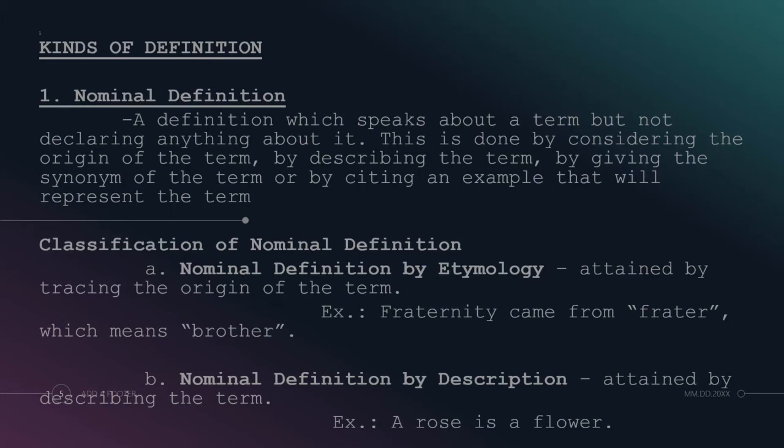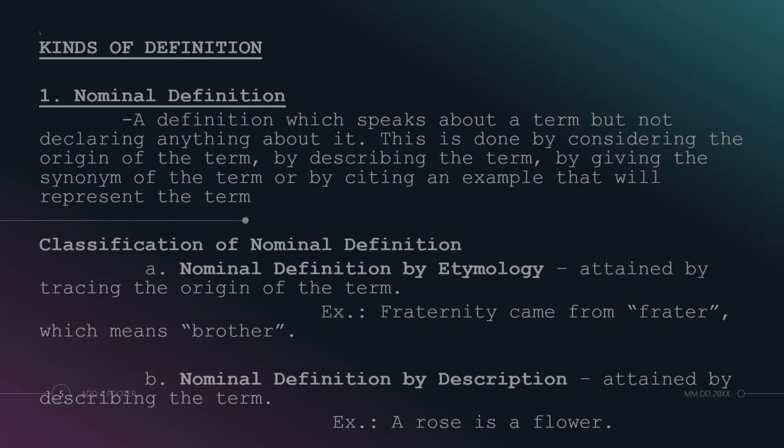Another example is pulchritude. It comes from the Latin word pulcher, which means beautiful, I think. So that is an example. So you're trying to trace back from its Latin word or Greek word. Saan galing yung word na yun for you to understand it more deeply.